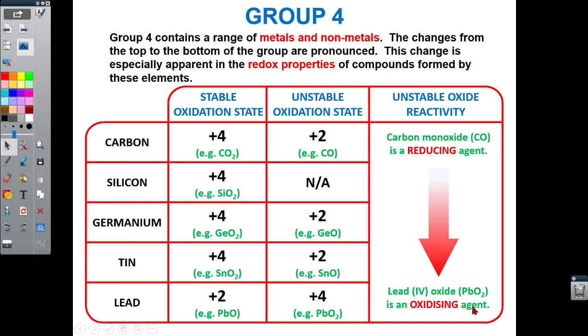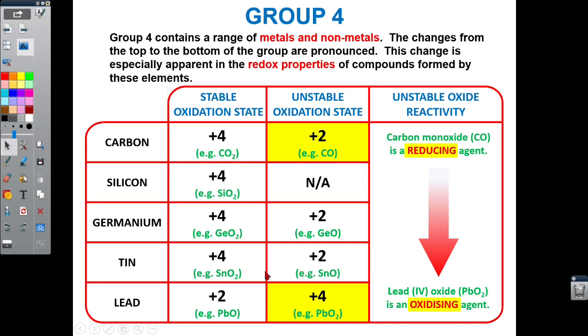Okay then, so back to our table to summarize. We have just looked at the reaction of carbon monoxide acting as a reducing agent. And we've also looked at the reaction of lead 4 oxide acting as an oxidizing agent. So you need to be aware of the fact that at the top of the group here, the stable oxidation state tends to be +4. We tend to see the s electron being used for bonding. We tend to see the compounds being covalent in their nature.